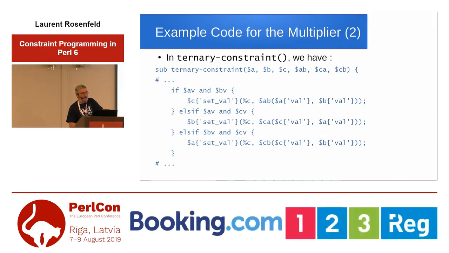The ternary constraint is then implementing this. So it's receiving the 3 terminals and the 3 arithmetic operations, and depending on which terminals are defined, if we have 2 of the terminals, then we can find the third value by using the arithmetic operation which has been passed at the right place.